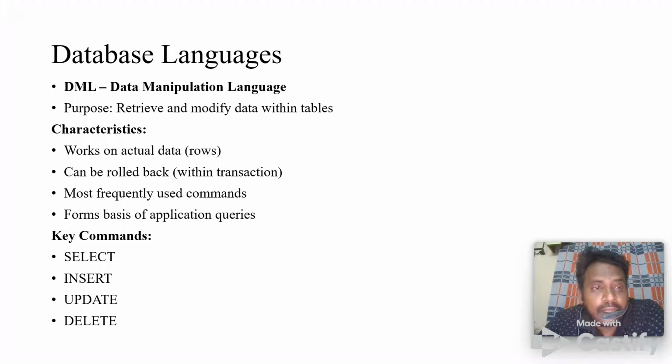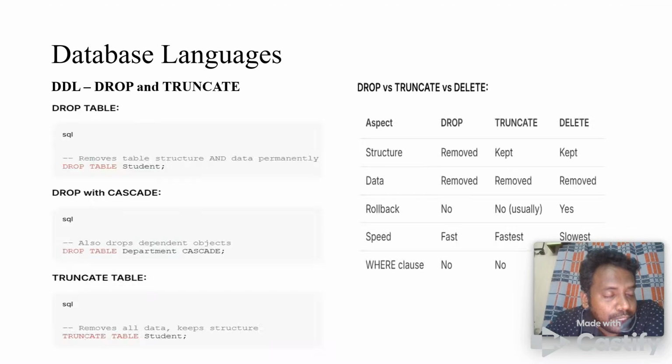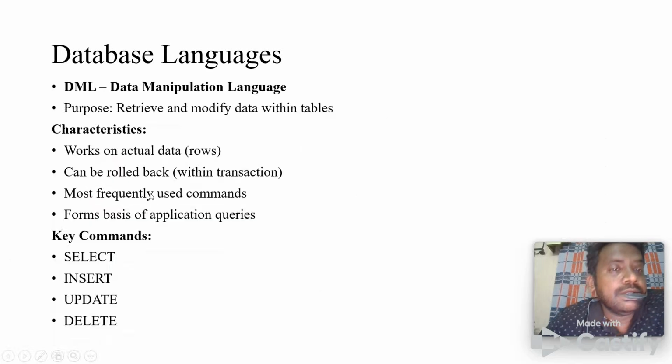Okay. And the next one is data manipulation language. The use of the data manipulation language: from the word itself, you can identify, you are able to manipulate the data stored in the database. Okay. So these are some of the commands: drop table, drop it cascade, and then truncate table. So these are some of the commands in detail.